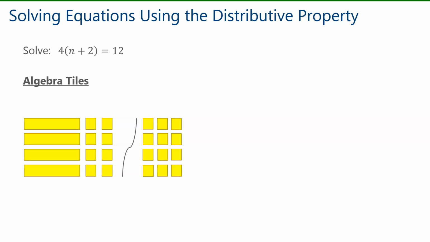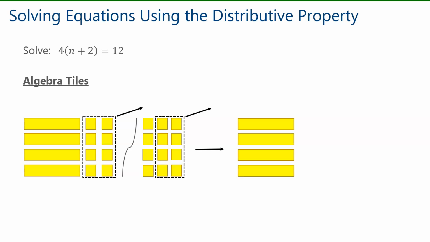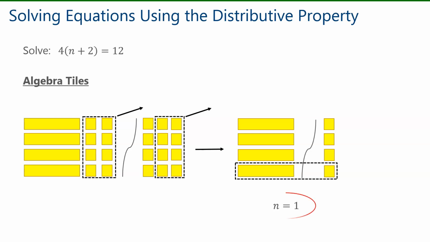In order to isolate the variable, we would want to get rid of the 8 yellow squares on the left. And in this example, because there are 8 yellow squares on each side of the equation, we don't need 0 pairs. We can simply remove both sets of 8 yellow squares. And we're left with 4n on the left equals 4. One rectangle matches up with one square, which means n equals 1 is the solution to the equation.